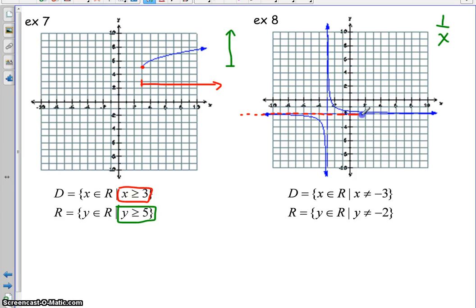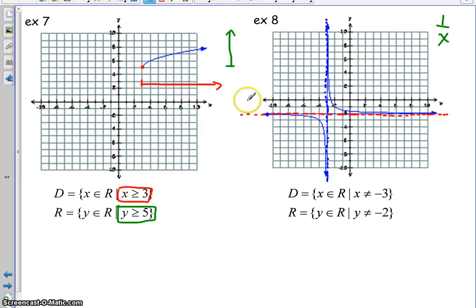These are invisible lines that the graph gets really, really close to and forever gets closer to, but doesn't actually touch. So I'll show you a visual on Desmos in a second here. What this means is that the values where these asymptotes exist are never touched by the graph.